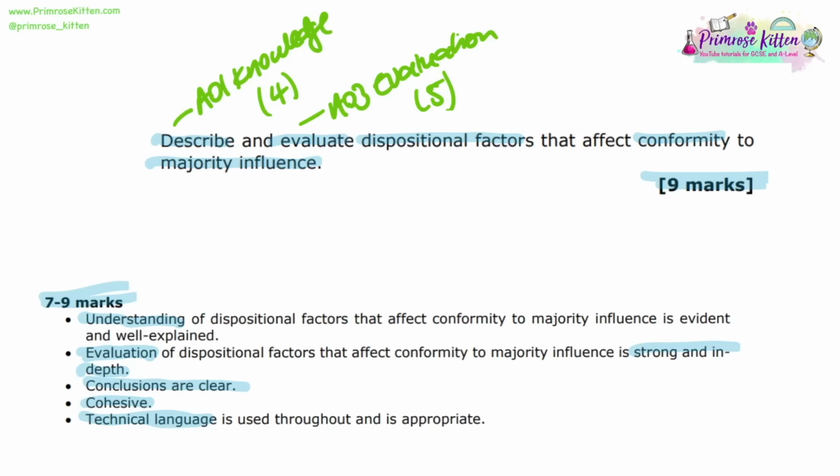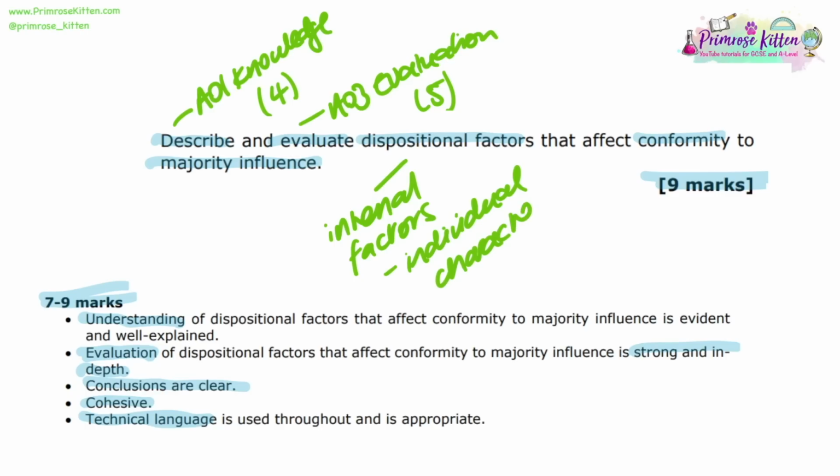You should also take this opportunity to remind yourself what is meant by dispositional factors. So now these are internal factors, they are unique individual characteristics of a person that can impact on the way that they behave in the actions that they take. So in the context of this question, what are those internal factors? What are those unique characteristics that might affect whether someone conforms to the majority or not? These dispositional factors could include things like individual personality traits or the expertise that certain people have.